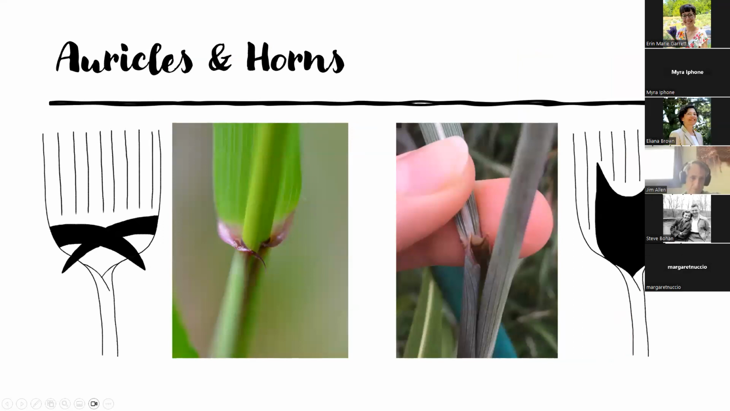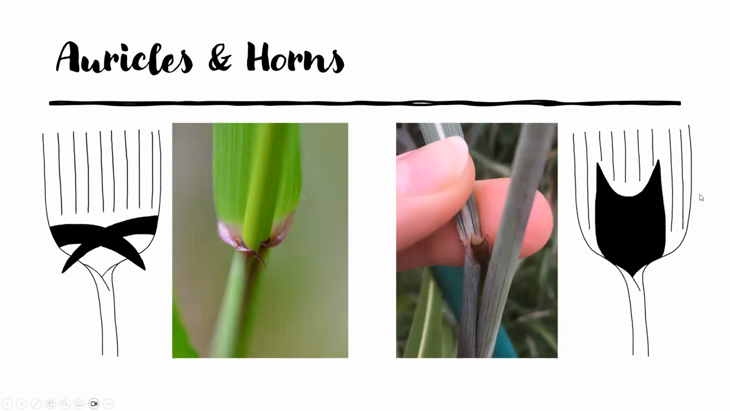The next thing that we're going to talk about is 2 other structures. One is called auricles, and the other is called horns. Okay, auricles are on the left, and I like to think of these as arms that hug the stem. Okay, so there are these structures colored in here that will extend from the top of the leaf sheath, and they wrap around and enclose the stem. It's really easy to see them when you pull this leaf blade back.